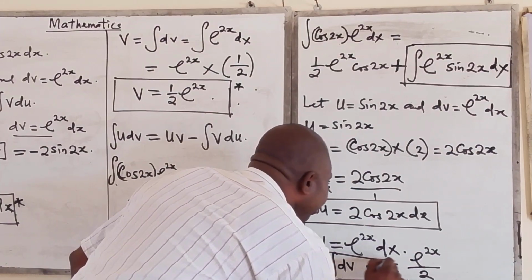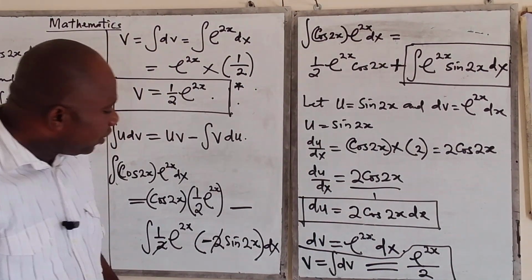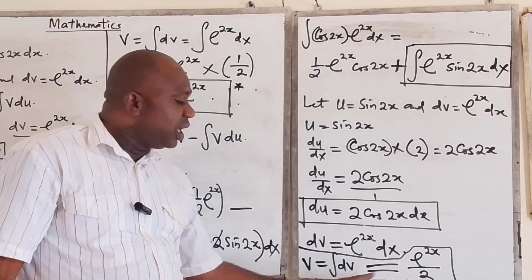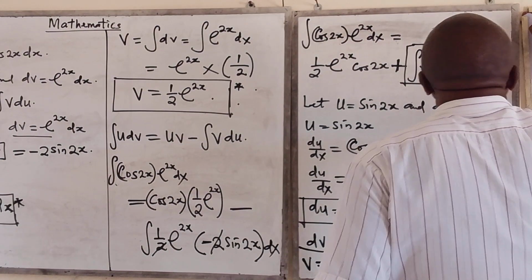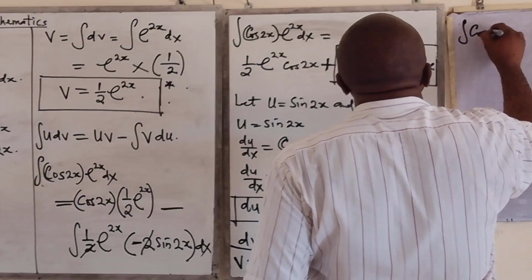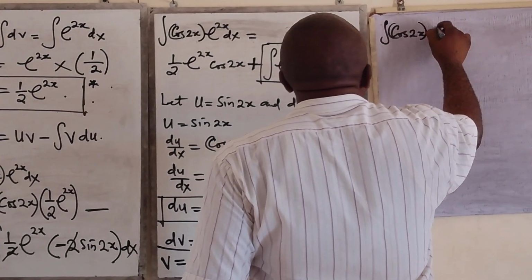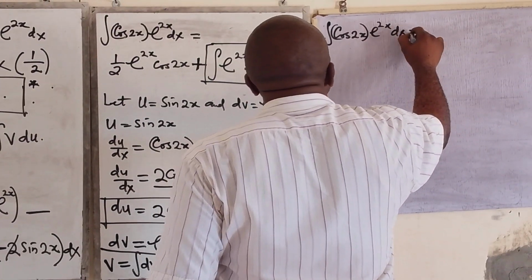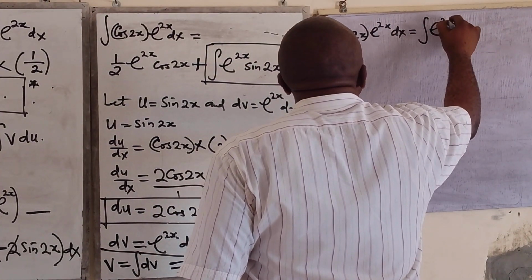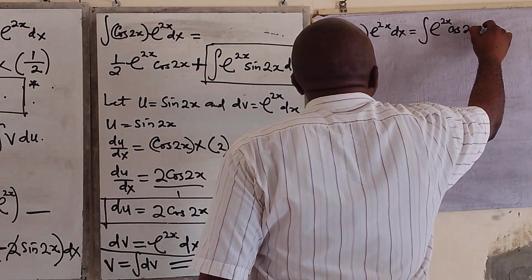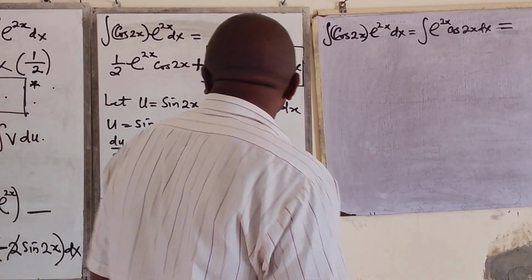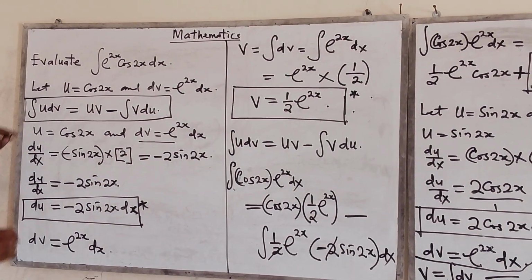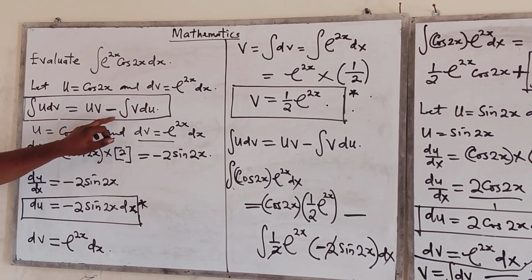Now let's also take note of this. That v is equal to the integral of dv, and it's equal to e raised to the power of 2x all over 2. Now, the integral of cos 2x e raised to the power of 2x dx, which is also the same thing as saying the integral of e power 2x cos 2x dx, will be equal to uv. Now we are still making use of this: the integral of u dv is equal to uv minus the integral of v du.